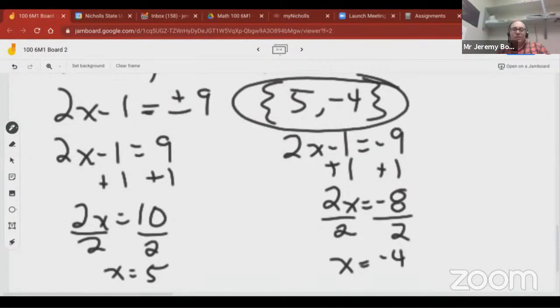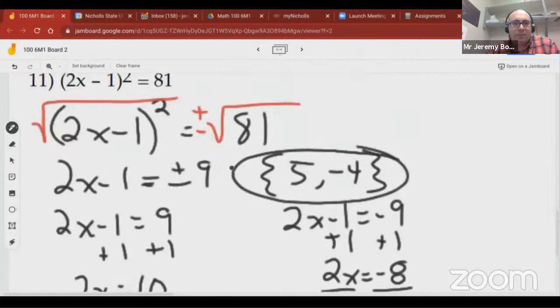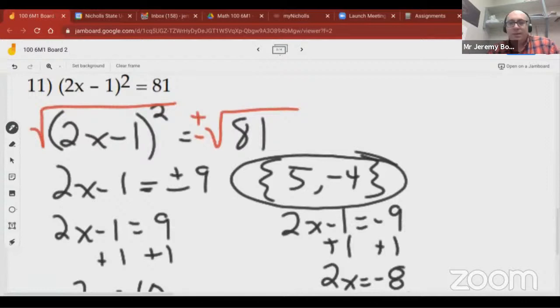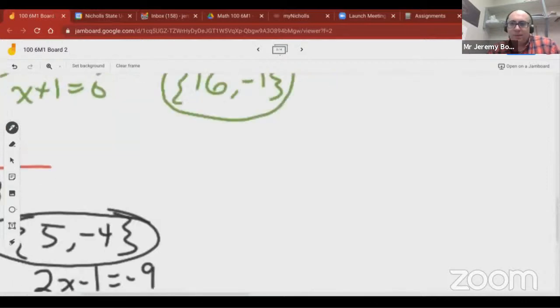So that's an interesting one. You can work it out a few different ways, but if you notice that you can do the square root method, it's a lot quicker and maybe even easier. All right, any questions on whatever problem that was? 11. Let's go on to 12.